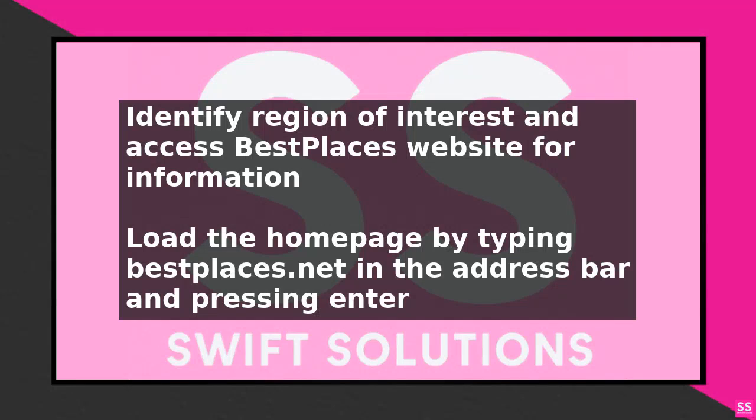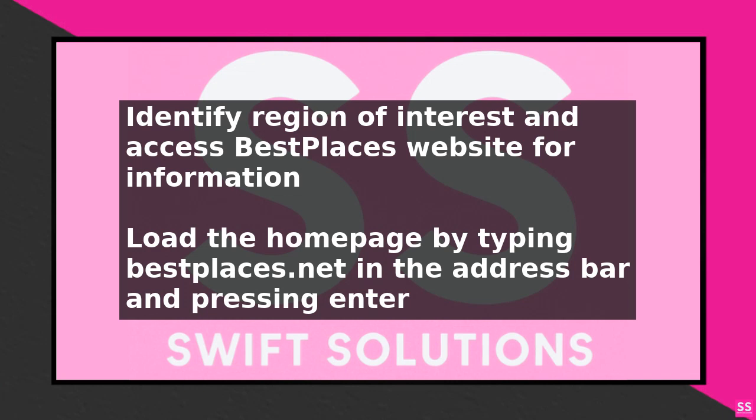To find the best public transportation in a given area, start by identifying the region you are interested in and open a web browser to access the Best Places website. Type bestplaces.net in the address bar and press enter to load the homepage.